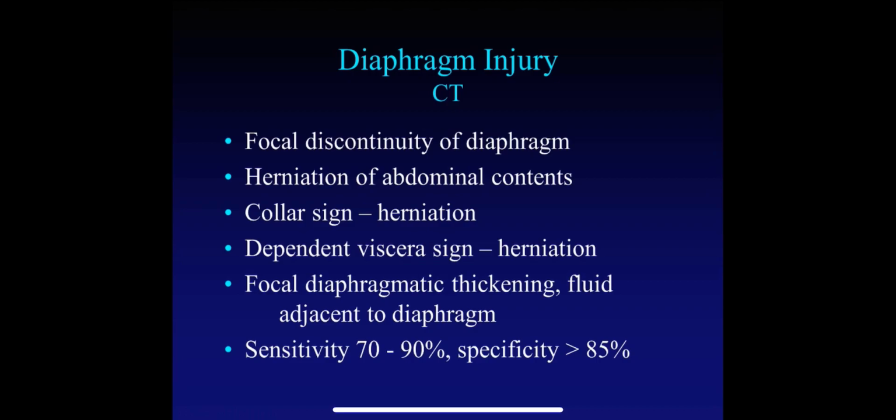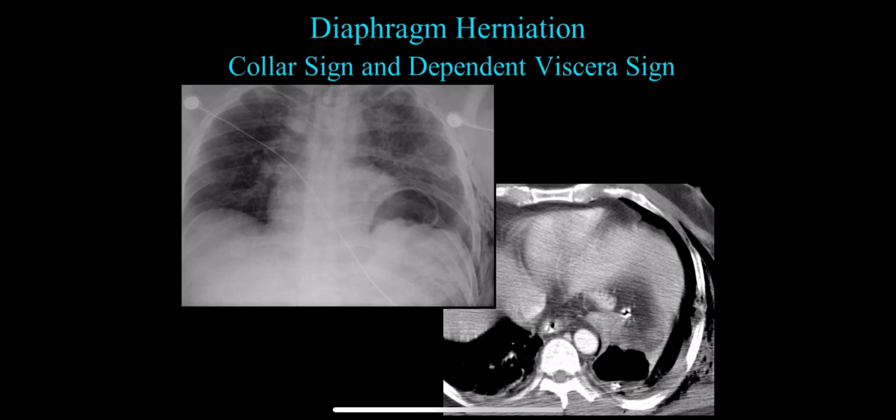In most cases, one would see focal diaphragmatic thickening and inflammatory changes or fluid adjacent to the diaphragm for an acute diaphragmatic injury. In the literature, the sensitivity of CT ranges from 70 to 90% with specificity greater than 85%. So I've also got a few examples. This is an example of an acute diaphragm herniation, and we see a collar sign and dependent viscera sign.